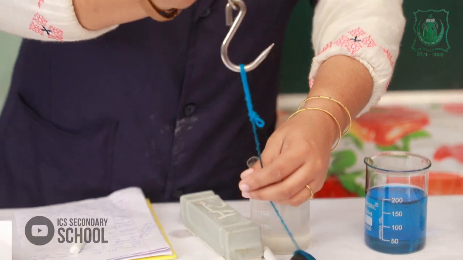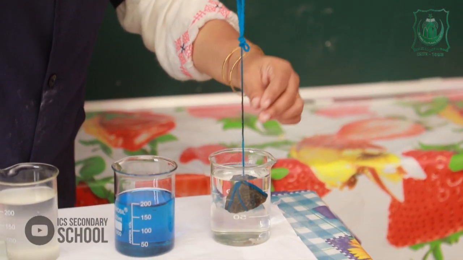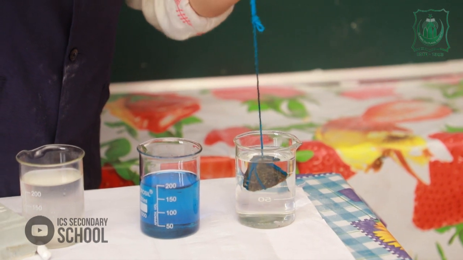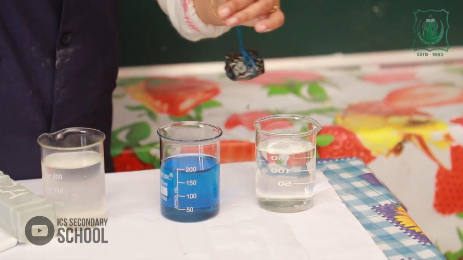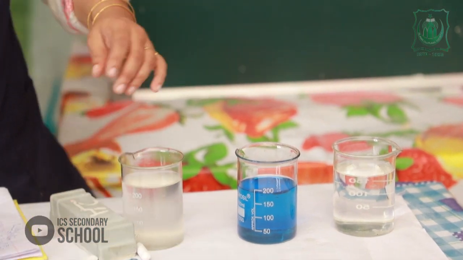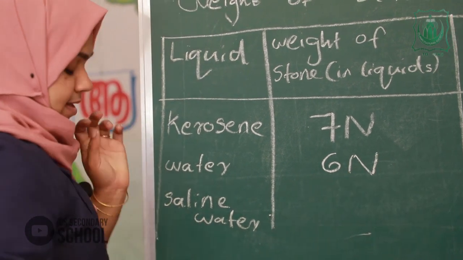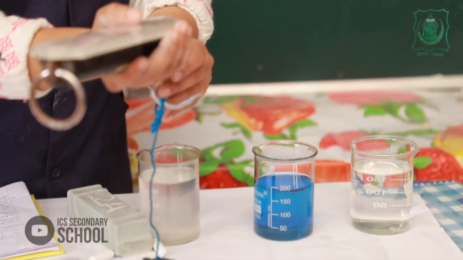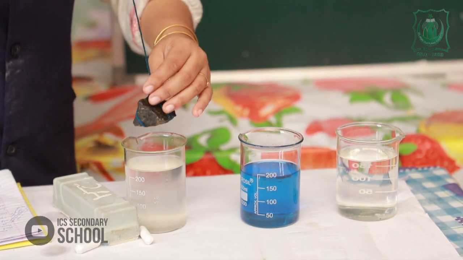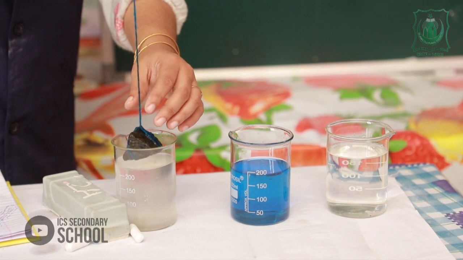Then I am going to measure the weight of the stone in pure water. What do we get? It is 6 Newton. Next and last, I am going to measure the weight of the stone in saline water. Yes, it is 5 Newton.